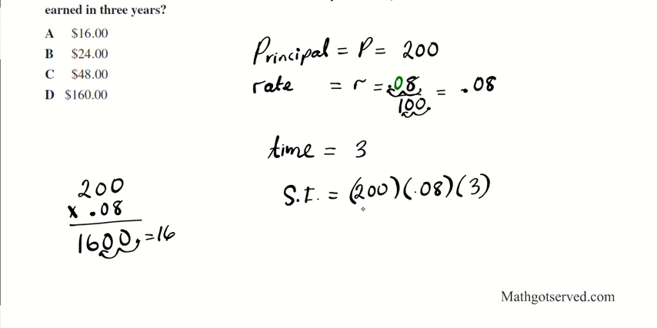All right? So the product of the first two is going to be 16, and then we'll just multiply that by 3. 3 times 16 is 30 plus 18, which is 48. So your simple interest is basically $48.